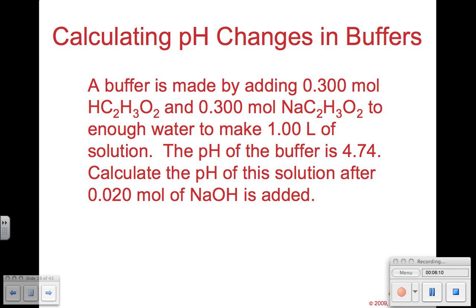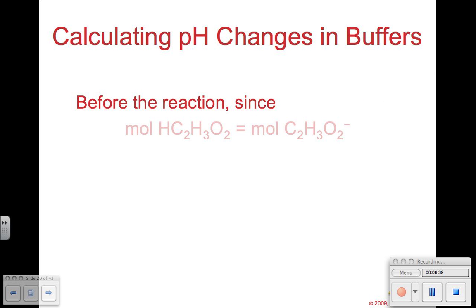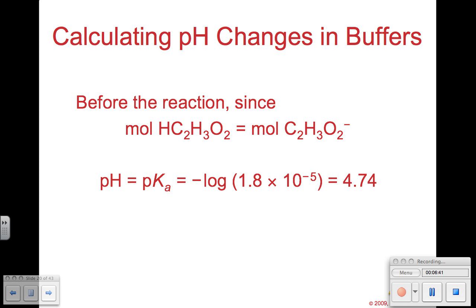All right, so here's an example. This is actually what was described in that previous graphic. You've got 0.3 moles of each of these in 1 liter, so you've got 0.3 molar solutions of each. Those are your concentrations, and you know the pH to start with is 4.74. You want to calculate the pH of this solution after 0.020 moles of NaOH is added. Before the reaction, they're equal, and therefore pKa is equal to the pH, so 4.74.